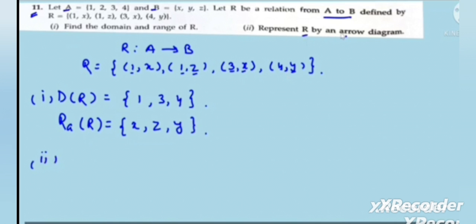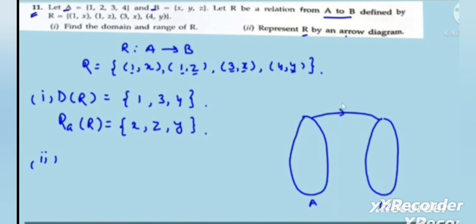Second part, represent R by an arrow diagram. So that means, let's say A contains 1, 2, 3. 1 is related to X, 1 is related to Z also, 3 is related to X, 4 is related to Y.